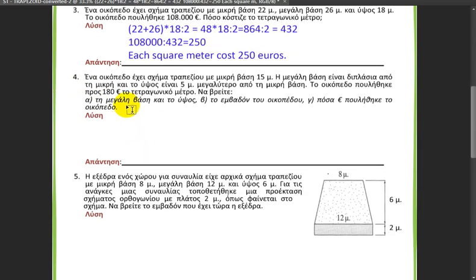Next up, we have another trapezoid-shaped piece of land, and its small side is 15. Its long side is twice as long as its short side, and the height is 5 meters greater than the small side. Okay, so let's figure this out. Let's give them some names. We'll call the small one B1.